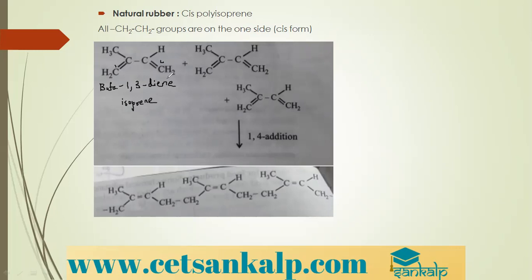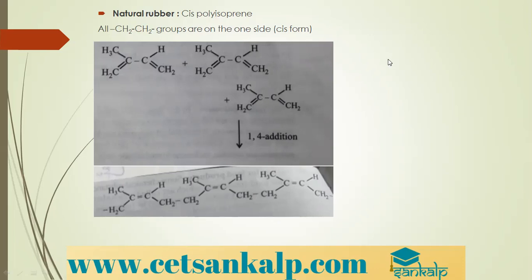So when n number of buta-1,3-diene molecules combine, it forms a cis polyisoprene. It is polyisoprene, or to give a very perfect answer, you can say cis polyisoprene. So cis polyisoprene is nothing but our natural rubber.